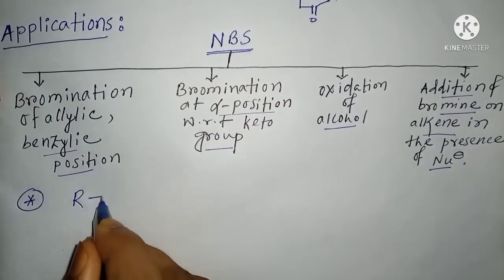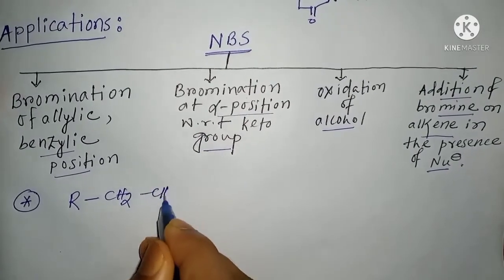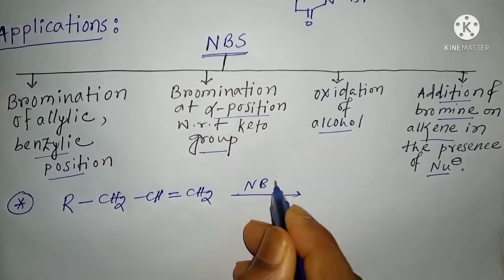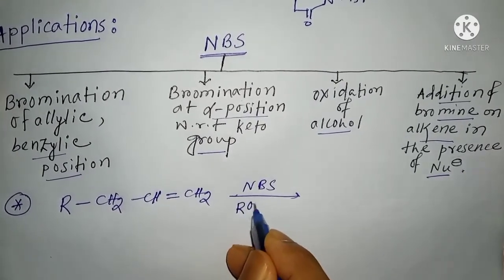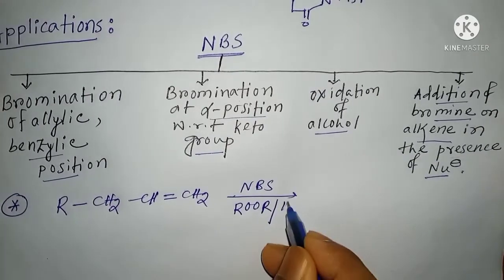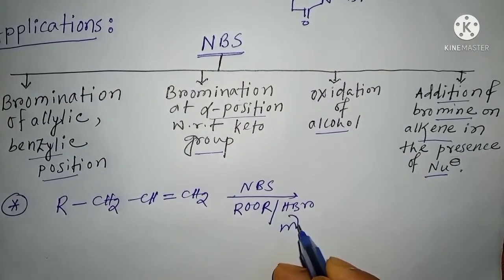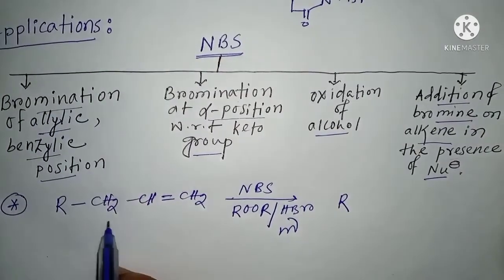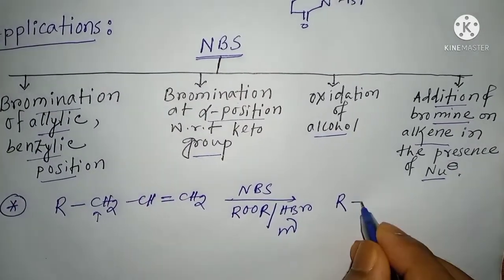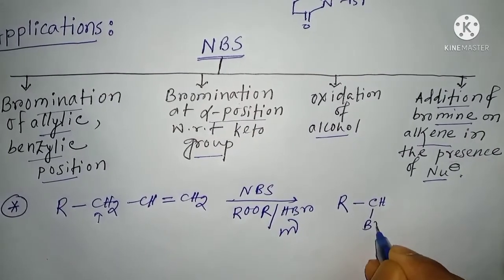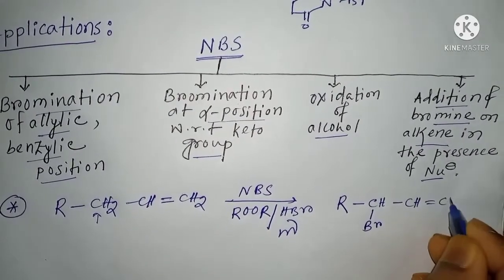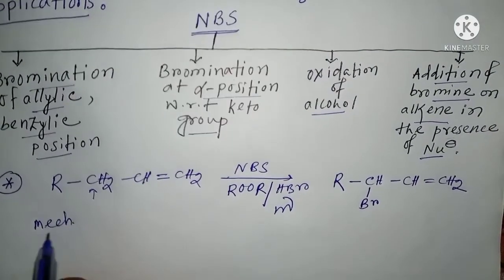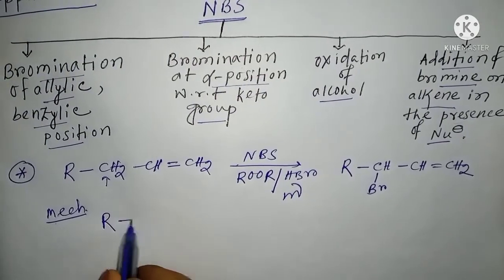Now, suppose R-CH2-CH=CH2 in the presence of NBS, peroxide (ROOR), HBr and hν. For the product, bromination occurs at the allylic position. This is the allylic position, so bromine is added: one hydrogen is replaced and bromine is added. Now, the mechanism of this reaction. This is most important.